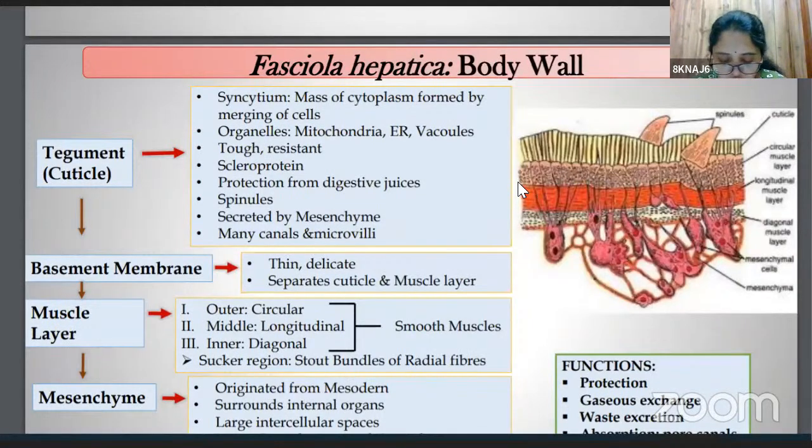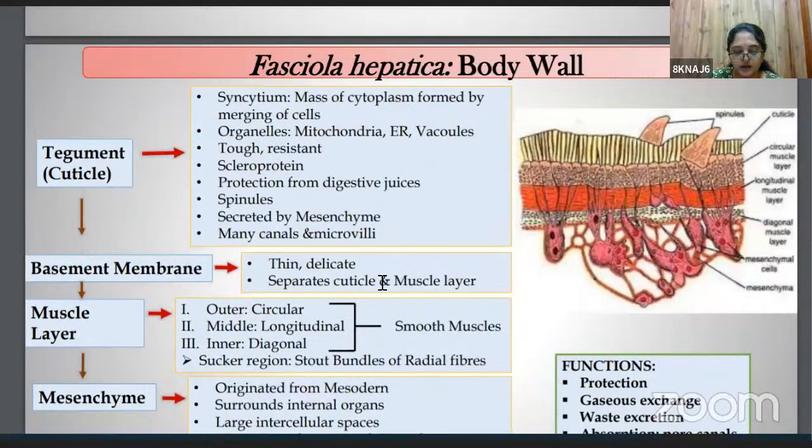And the tegument, that is the cuticle, should be thick. It is covering the entire body wall. And you know what? It is thick so that it can survive the digestive juices that are released from the body of the host. Immediately beneath the tegument is a thin, delicate basement membrane.